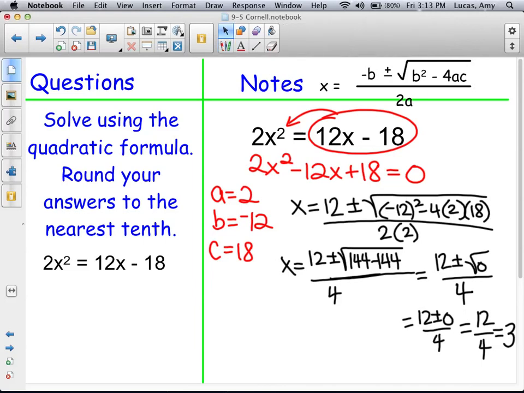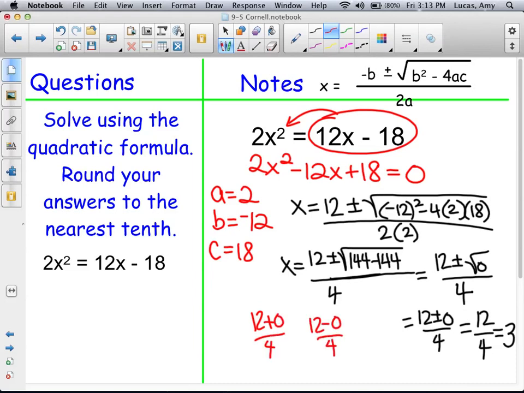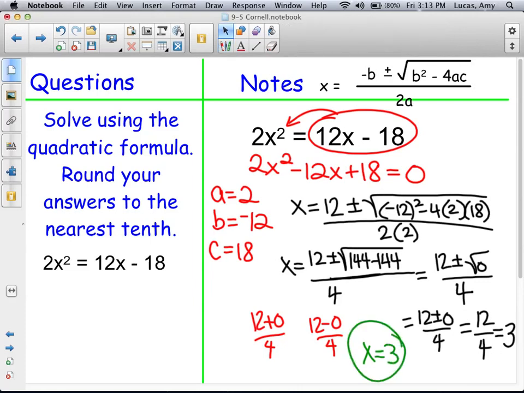If you don't believe me, you can separate it and solve each one of these, and you'll see that they're both equal to 3. So our only solution is x equals 3. So if we were graphing this problem, we would find the vertex on the x-axis.